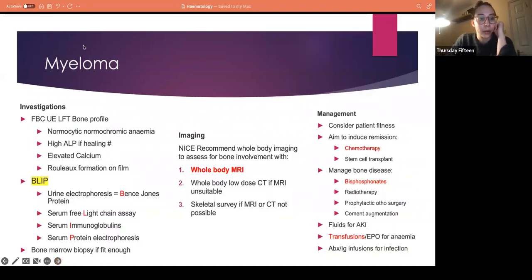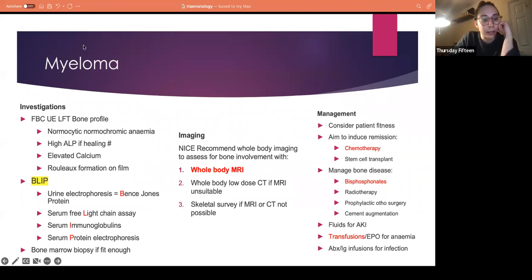Investigating myeloma. So the blood tests will classically show a normocytic, normochromic anemia. If you've got healing fractures, you might have a high ALP on your LFTs. You get an elevated calcium, and you get rouleau formation on a blood film, and they're like stacks of red blood cells. There's special investigations for myeloma you can remember with the acronym BLIP. I think that's from 0 to finals as well.